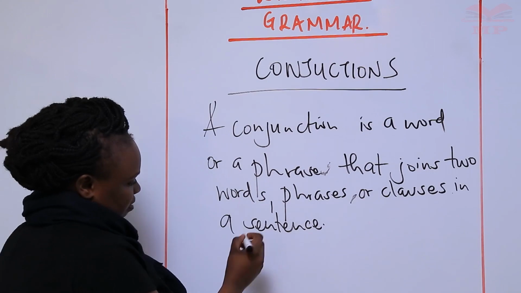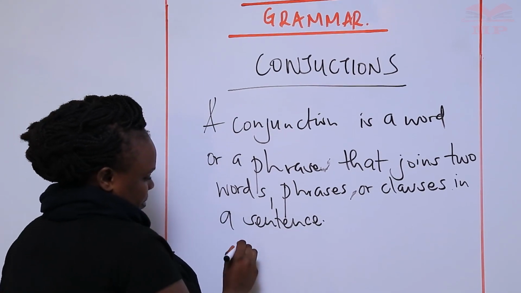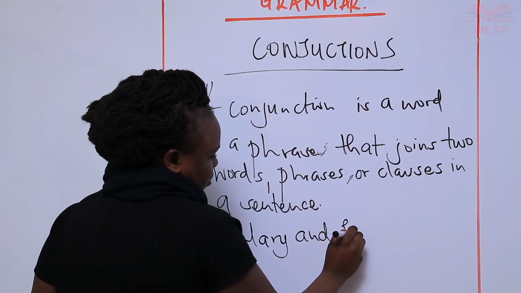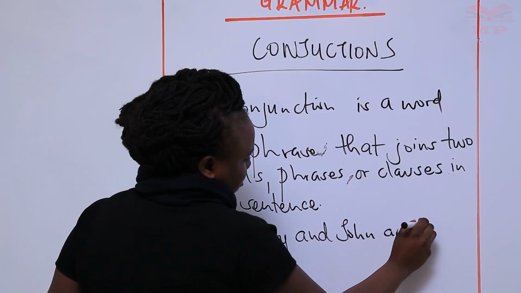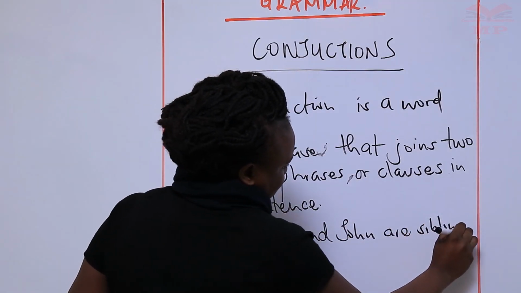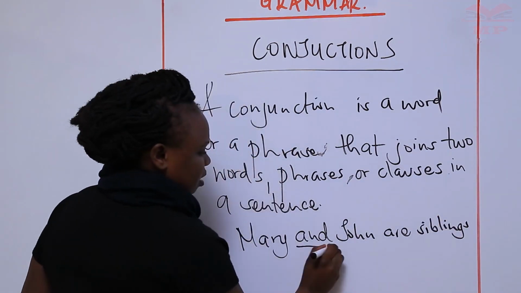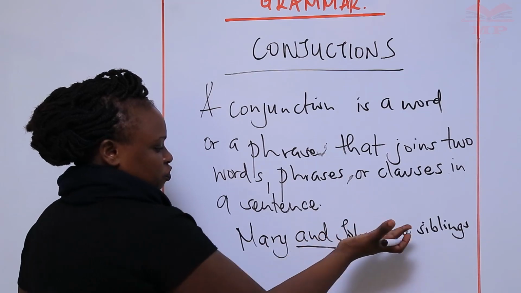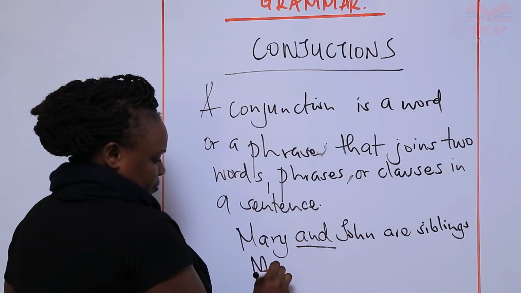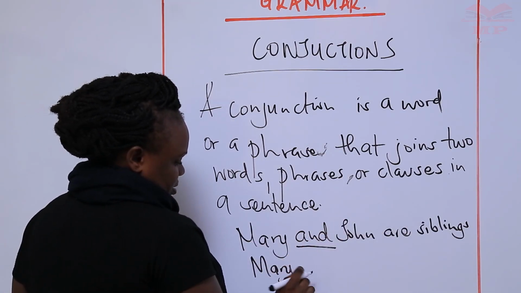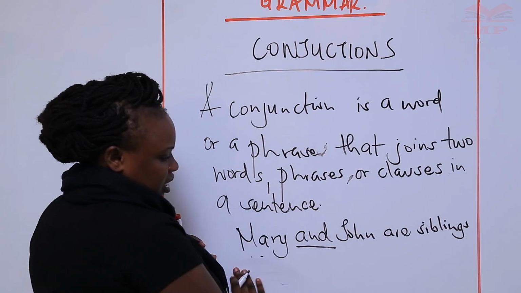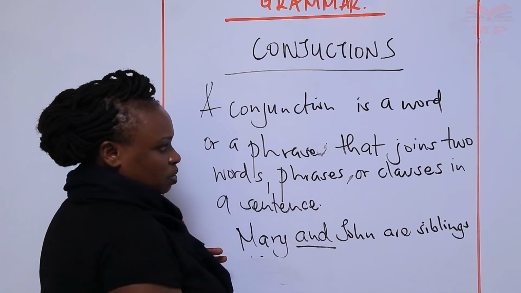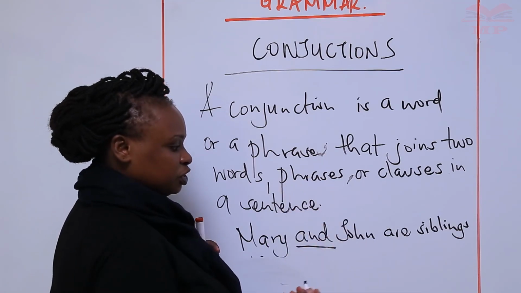For example, we can have a sentence like Mary and John are siblings. So here the word and has joined two parts of a sentence. It has joined two phrases. For here, you can't say there are two sentences. These are just two words that have been joined together. There are cases where you have two sentences or two phrases that have been joined.